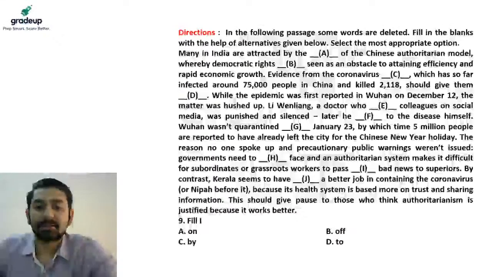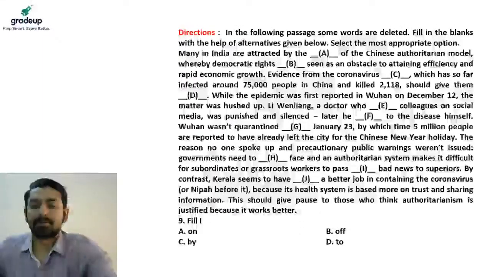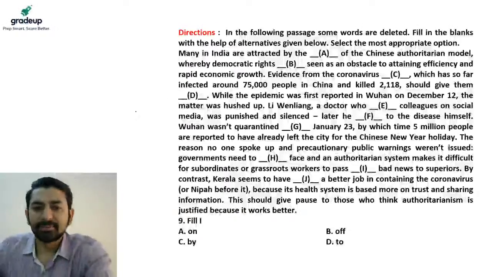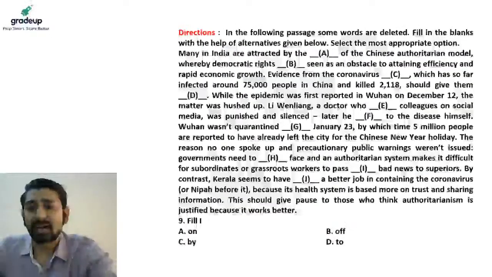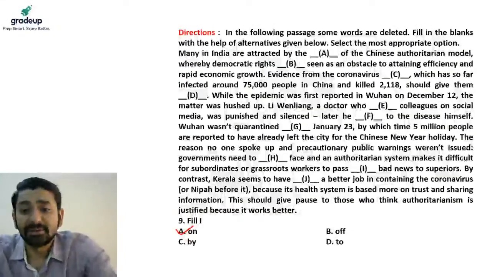Give me the answer for this one, guys, quickly. I'm waiting for your answers. Again, many people have given the correct answers on the app I'm talking about. Pass on, absolutely correct. On is the correct answer. An authoritarian system makes it difficult for grassroots workers to pass on bad news to superiors. Absolutely correct.